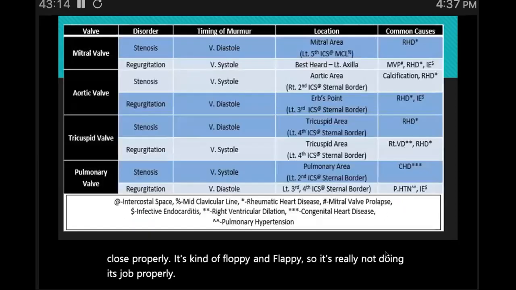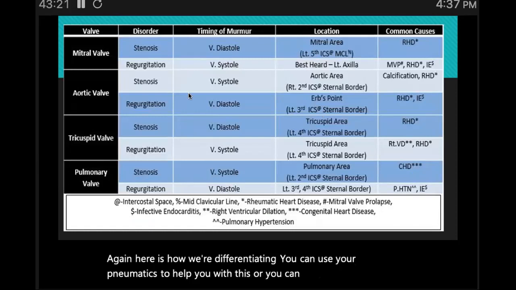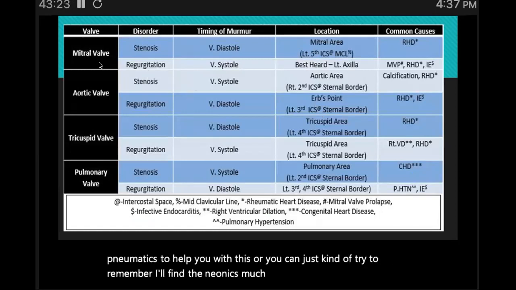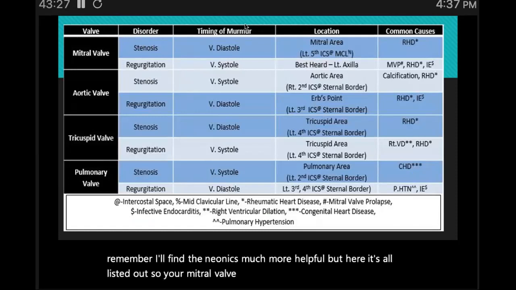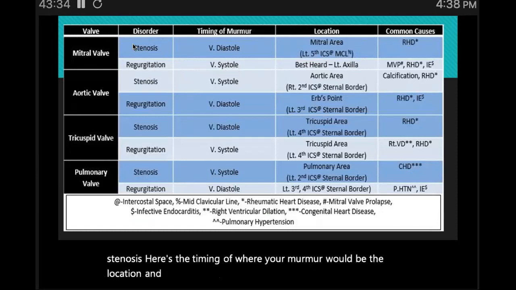Again, here is how we're differentiating. You can use your mnemonics to help you with this, or you can just try to remember. I find the mnemonics much more helpful, but here it's all listed out. So your mitral valve regurg versus your mitral valve stenosis. Here's the timing of where your murmur would be, the location, and your most common causes.